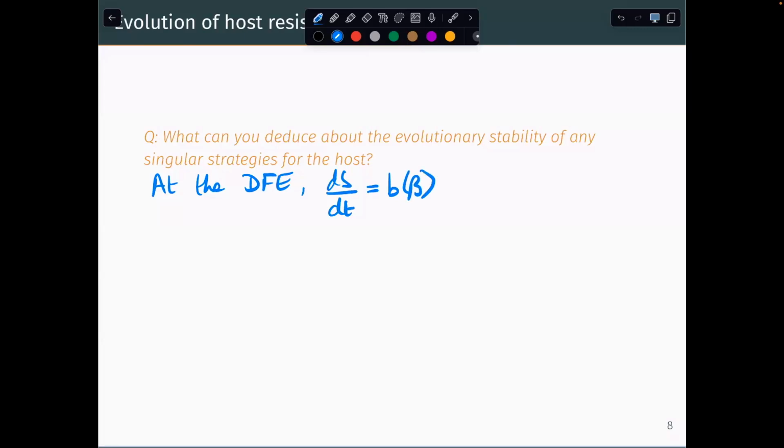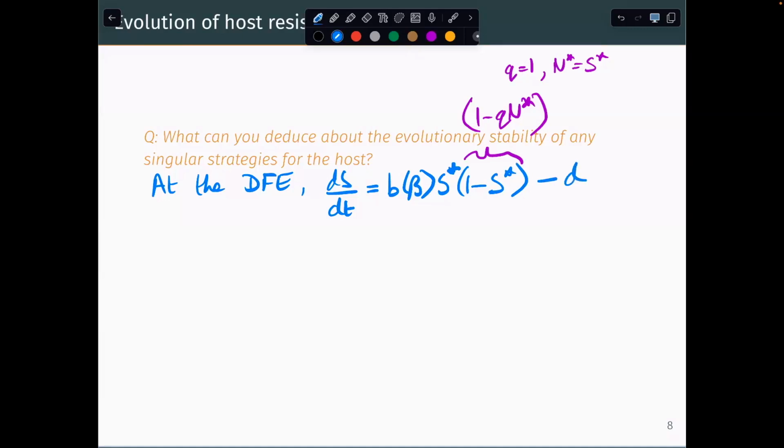You have B of beta times, we're going to be at our disease-free equilibrium, so we'll call this S star, times 1 minus S star. This 1 minus S star is just our 1 minus Qn star, our density-dependent term, where Q is equal to 1. Because we're at our disease-free equilibrium, no infection around, N star and S star are the same thing. And then we're not going to have any infections because there are none around, so our beta SI term is just equal to 0. We do have natural mortality, minus D times S star. As we're at an equilibrium, this must equal 0.